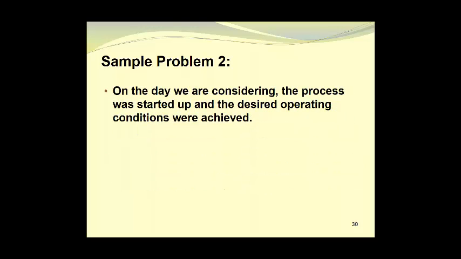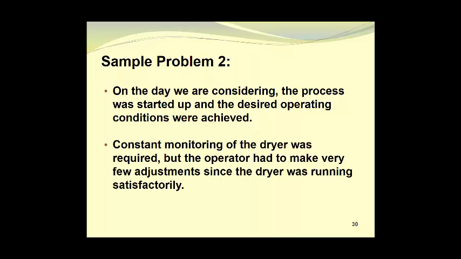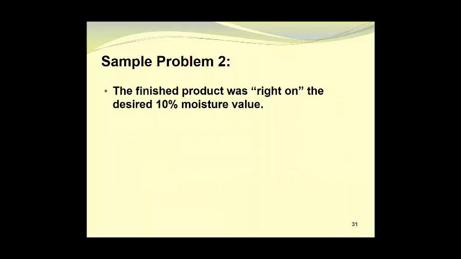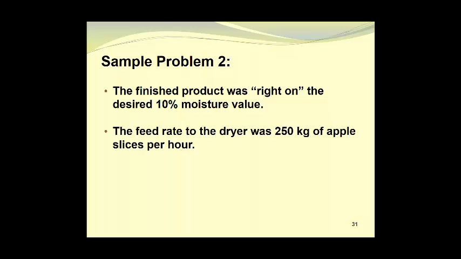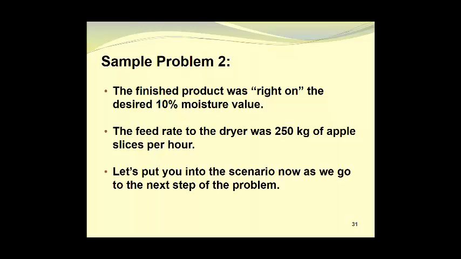On the day that we are considering, the process was started up and the desired operating conditions were achieved. Constant monitoring of the dryer was required, but the operator had to make very few adjustments since the dryer was running satisfactorily. The finished product moisture was right on the desired 10% moisture value. The feed rate to the dryer was 250 kilograms of apple slices per hour. Let's put you in the scenario now as we go to the next step of the problem.